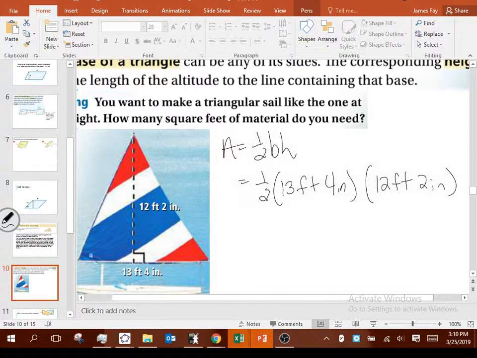You can do it this way. You go 13 feet and 4 twelfths, and you can change that mixed number to an improper fraction, right? But I think it's easier to do this. How many inches are there in a foot? 12. So how many inches are there in 13 feet? 156. Plus these 4 would be how much? 160. How many inches are there in 12 feet? 144 plus the 2? 146.